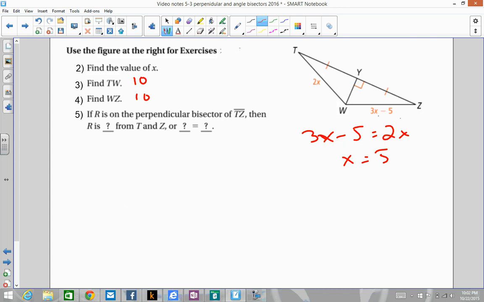It says if R is on the perpendicular bisector of TZ, then R is blank from T and Z. So R is equidistant from T and Z, and we know TW is equal to ZW. Let me get my letters right here. ZW. All right, and so there we have it. Make sure you have all that working in your notes, please.